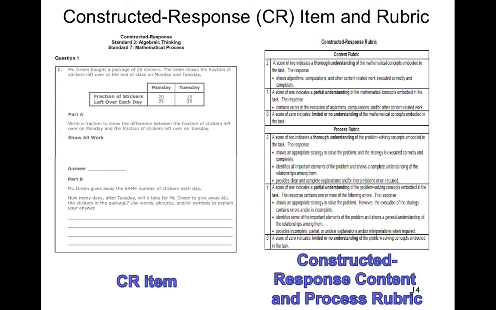Students earn points for the process standard by demonstrating a thorough understanding of the mathematical process or processes involved in responding to the item. This is why students must show their work. If a student provides only the correct answer on all parts of the problem with no work shown, the response cannot be awarded the process points because the student has not demonstrated the process skills in his or her response.